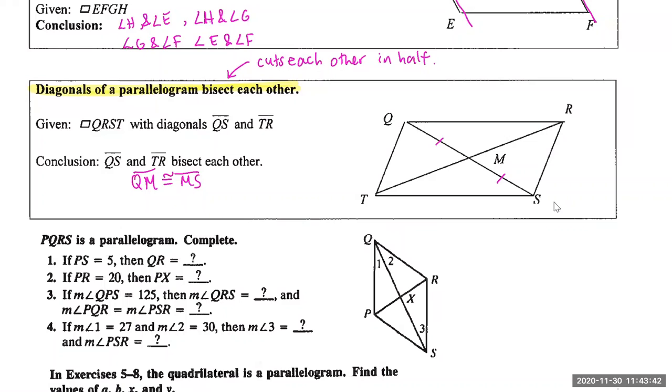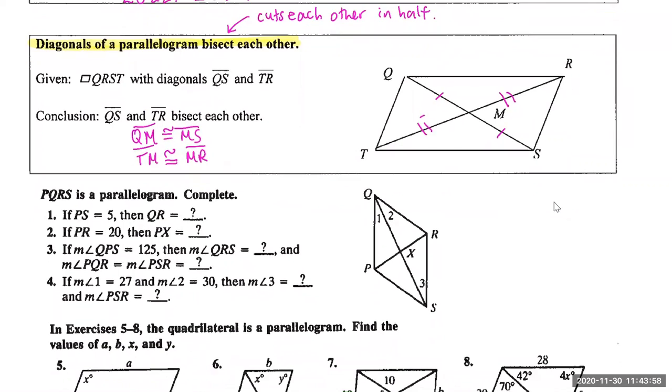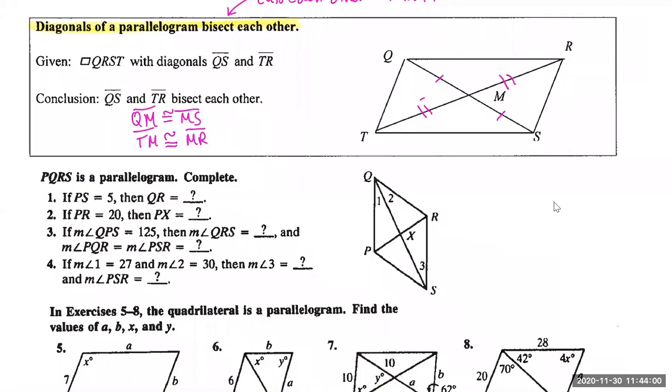Okay, very good. TM is congruent to MR. The other set of segments on the diagonal are also congruent to each other. TM is congruent to MR. Very nice. Okay, so those are all those 4 properties, and the definition of the parallelogram are the things that you are going to take and apply at this point.